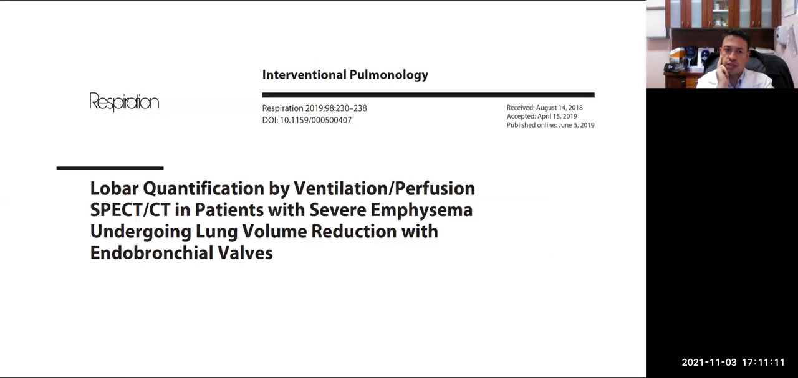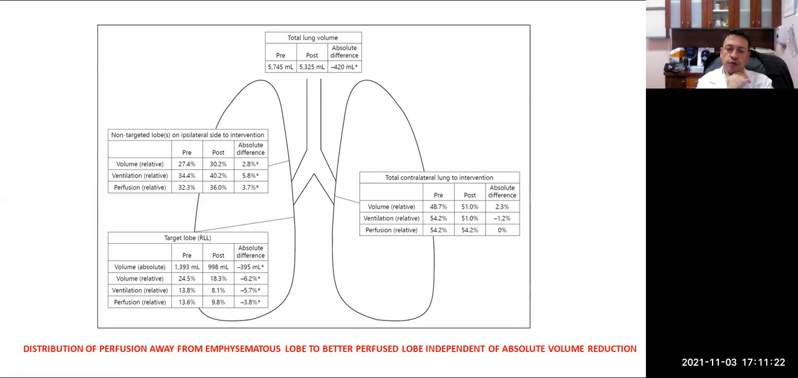There's been some interesting data using a SPECT perfusion scan that is able to show us what happens before and after valve placement. Essentially, you are redistributing blood flow away from the destroyed lung that's not perfused to other areas of the lung that are better perfused. We haven't done trials ourselves, but we have seen this anecdotally in our patients who have perfusion scans before and after the procedure, that this actually works.